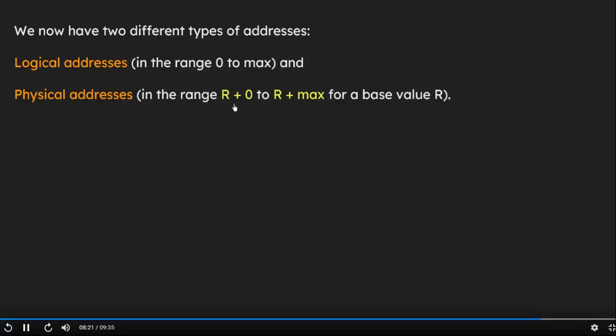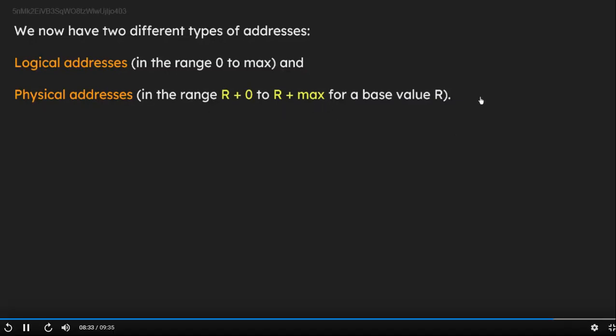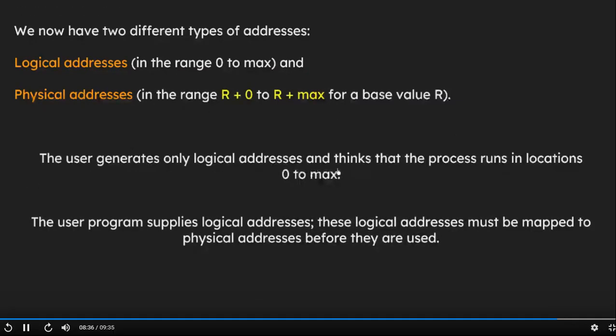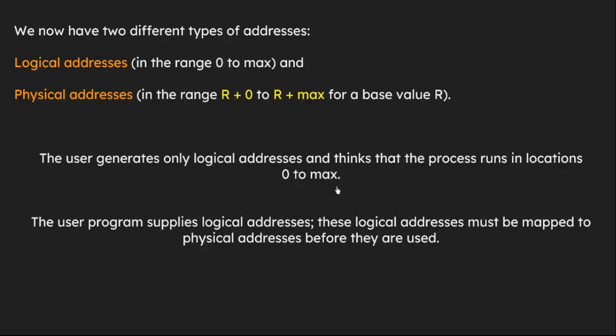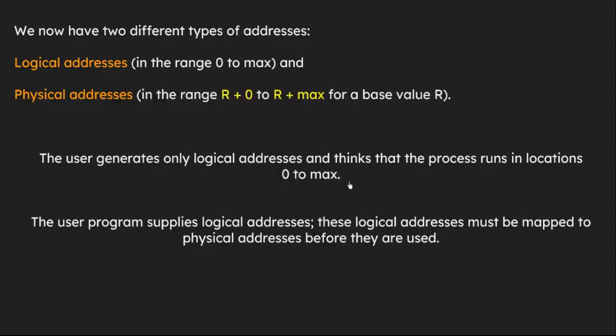So the physical address range is from 15000 plus 0, where this 0 corresponds to the logical address 0, up to r plus max. That is the physical address space that we have. The user generates only logical addresses and thinks that the process runs in locations 0 to max. This is what is perceived by the user, because the user only sees the logical address space. But inside, the memory management unit takes care of it and converts it to r plus 0 to r plus max, which are the corresponding physical addresses. The user does not have to worry about it.